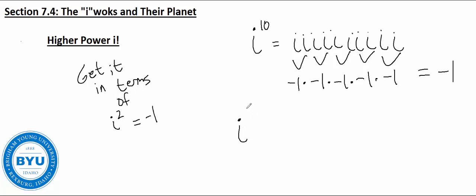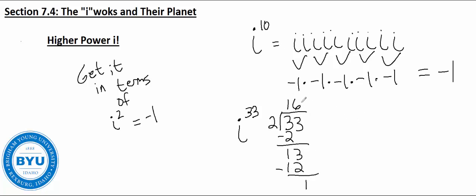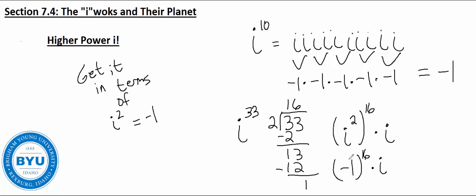You could also think if it was i to the 33rd, again, you'd say, ooh, how many pairs do I have here? You would do 33 divided by 2. Well, that's, let's see, take out a 2 leaves me with 13. So it looks like that goes in 16 times. And there would be 1 left over. So in other words, you have i squared 16 times, and then this extra remaining i over here. So if I did negative 1 to the 16th, you could type that into your calculator if you wanted to. That's going to be positive 1 times i. So the answer here is i.